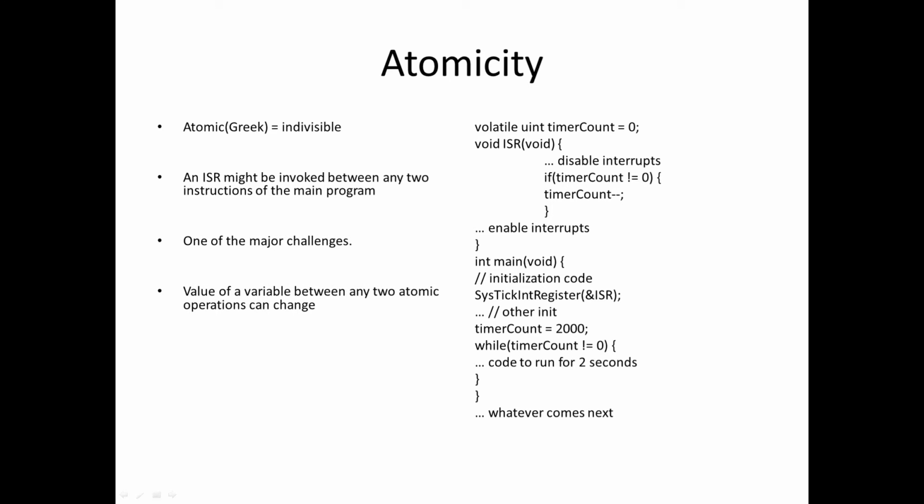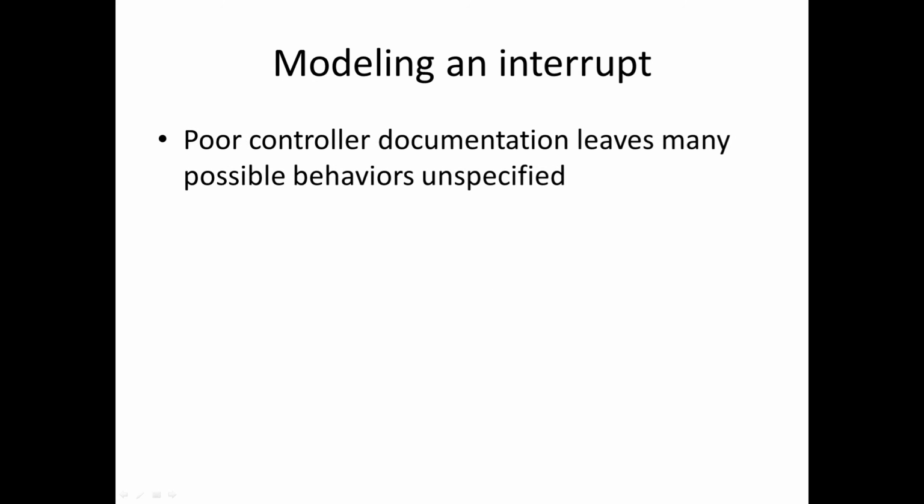The value of that variable can change between any two atomic operations of the main program. Unfortunately, it can be quite difficult to know what operations are atomic. It is far from obvious to a programmer what operations are indivisible. The behavior of interrupts can be quite difficult to fully understand. Many catastrophic failures are caused by unexpected behaviors. Unfortunately, the logic of interrupt controllers is often described poorly in processor documentation, leaving many possible behaviors unspecified.